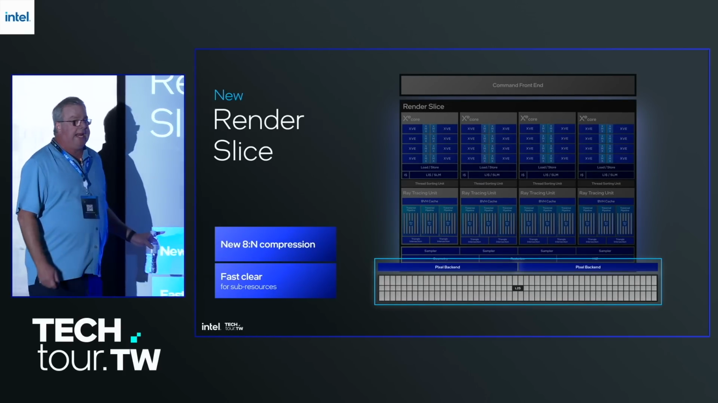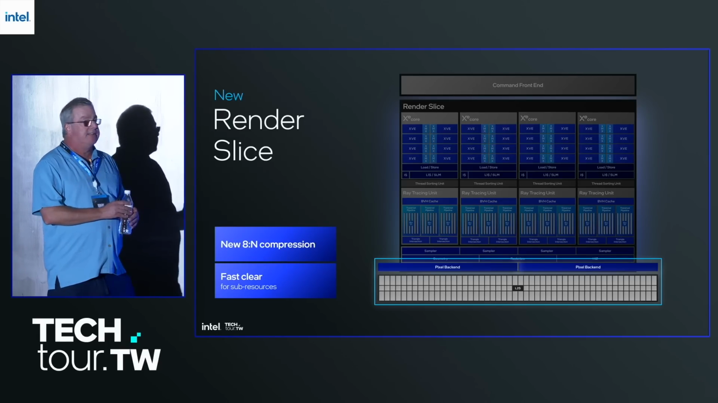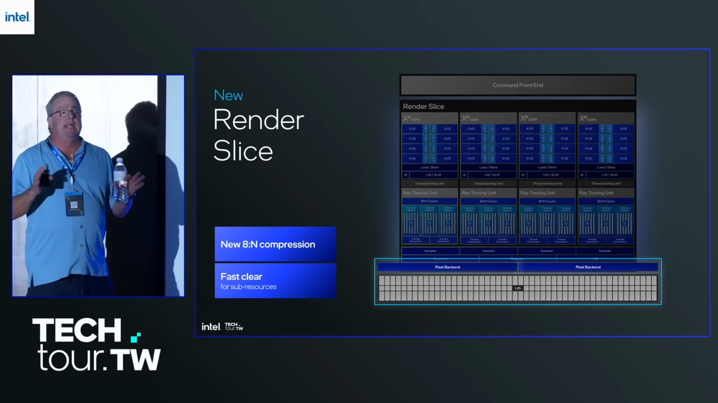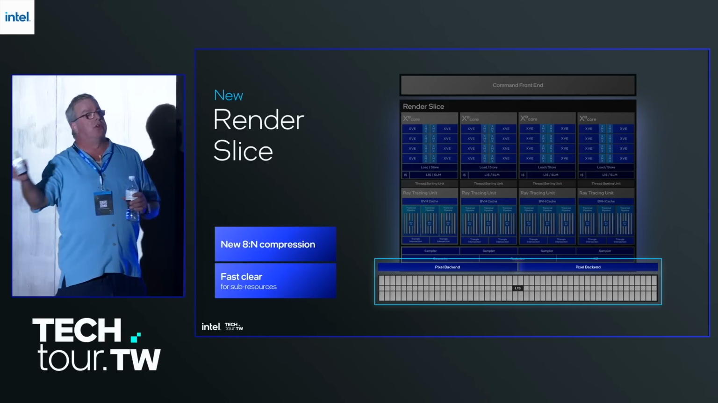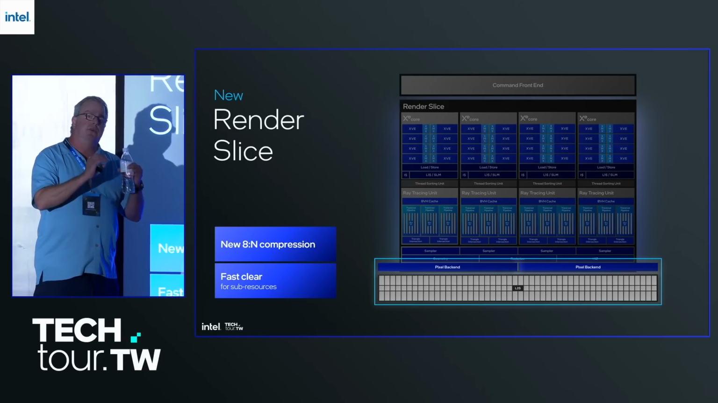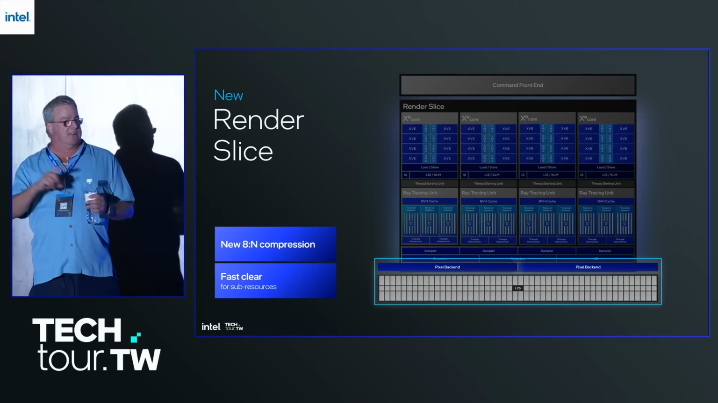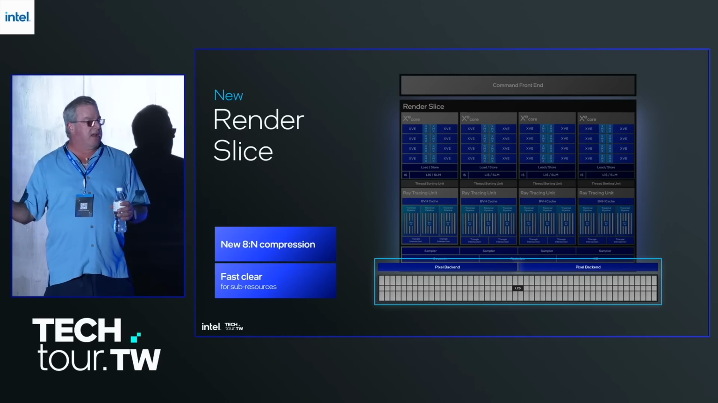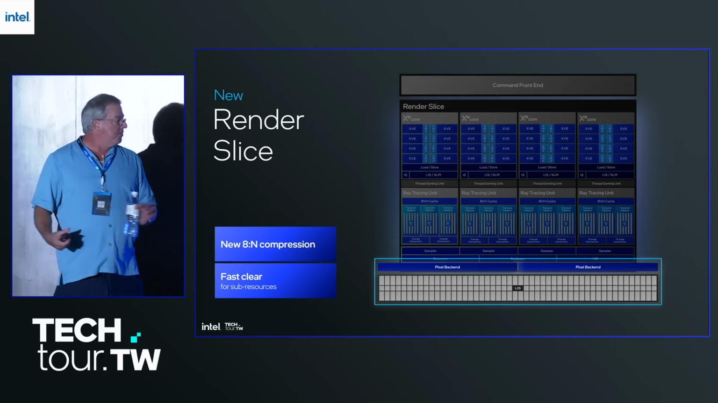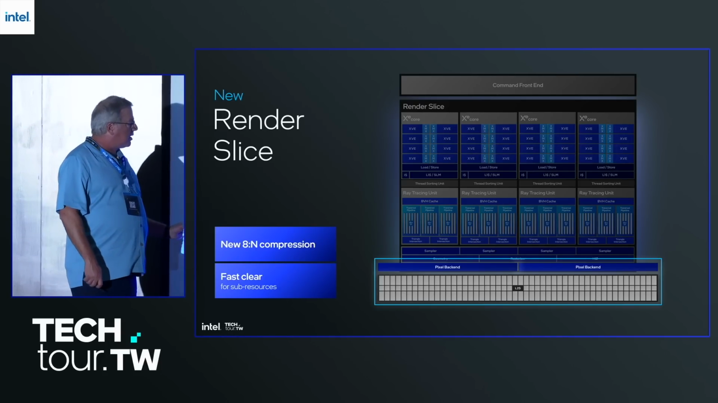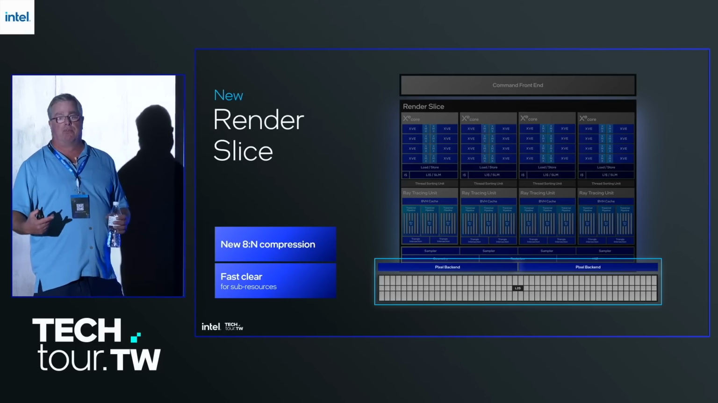So we have a new 8 to N compression algorithm on our pixel backend, and we do fast clear. A lot of you know that many times in a game, they'll say, forget what I drew in this last frame, and we're going to draw something new. And usually they use a clear command. Our older architecture would just write zeros. It's clear, so let's write zeros. Well, the truth is you can just mark a bit and forget about all the stuff that was there. So this is a brand new feature for our Xe2 architecture. It's kind of a no-brainer, but it dramatically improves performance.